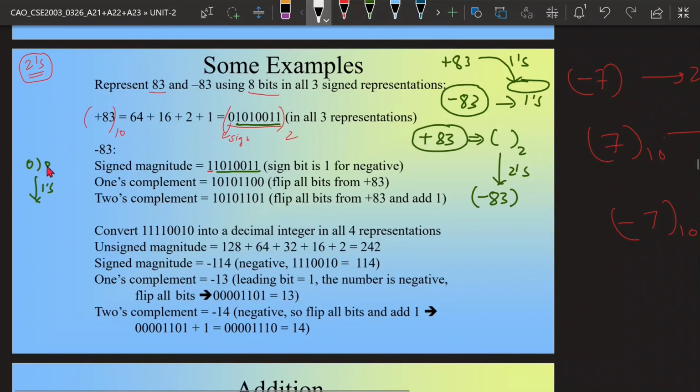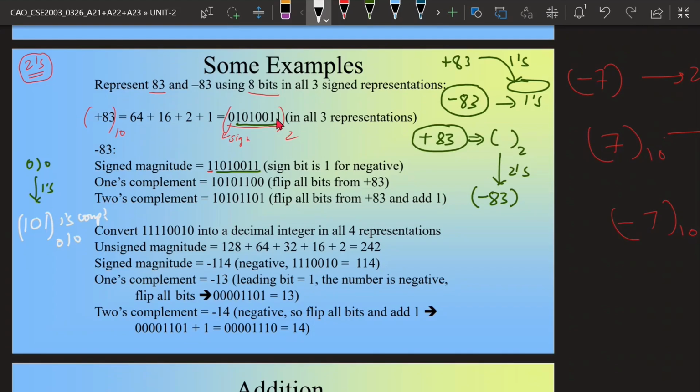So if it is 0, we will be complementing it to 1. If it is 1, we will be complementing it to 0. If it is 0, we will be complementing it to 1. So this is the ones complement representation of 0 1 0.